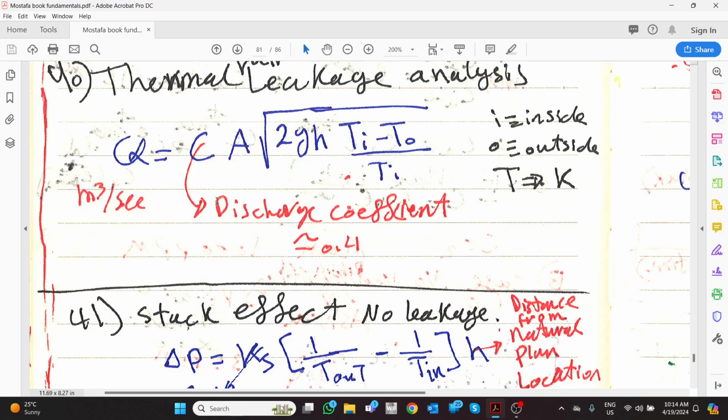Based on this, C is the discharge coefficient, which can also vary depending on whether it is a window, a crack or whatever. But usually the discharge coefficient is almost 0.4. However, it can be validated by doing modeling.